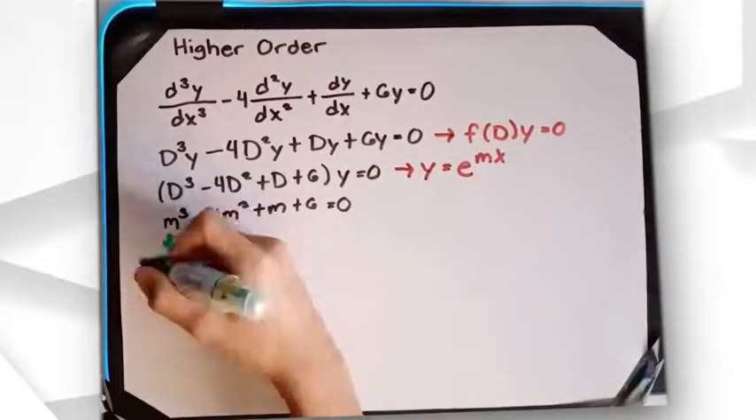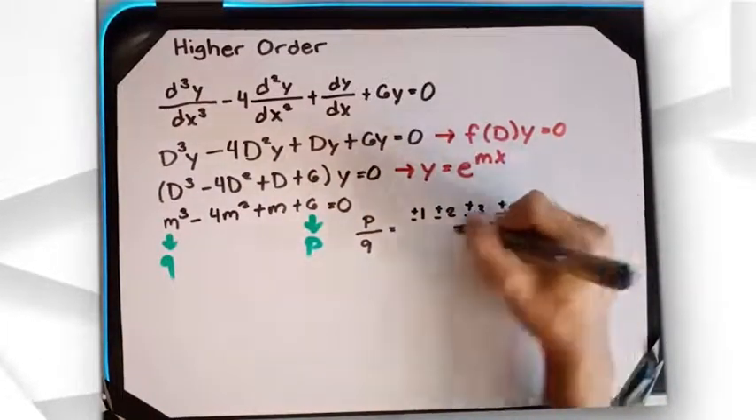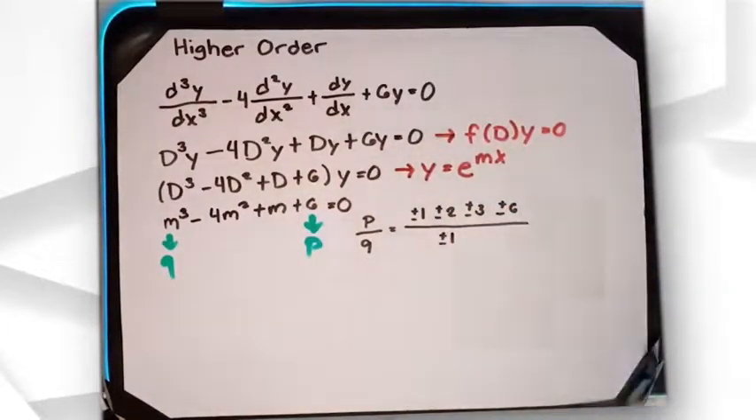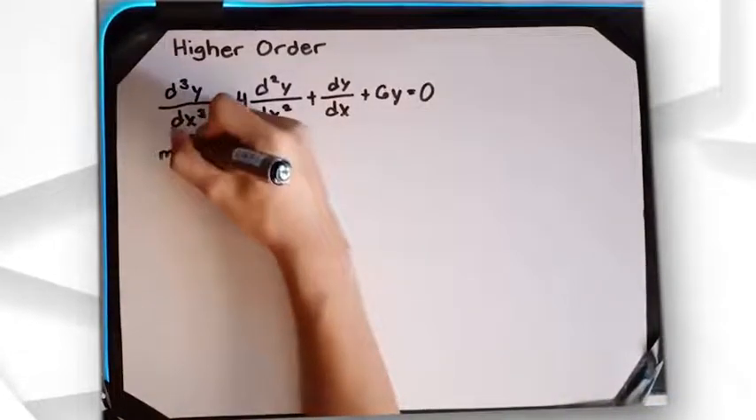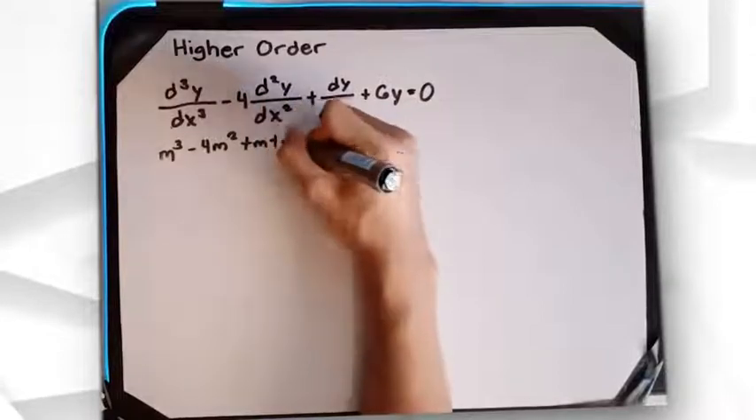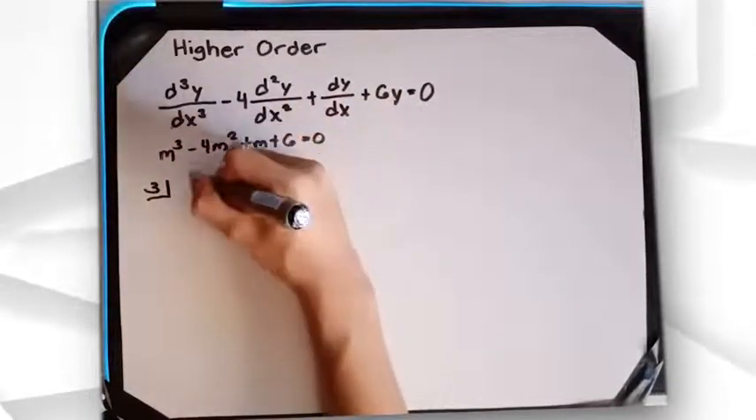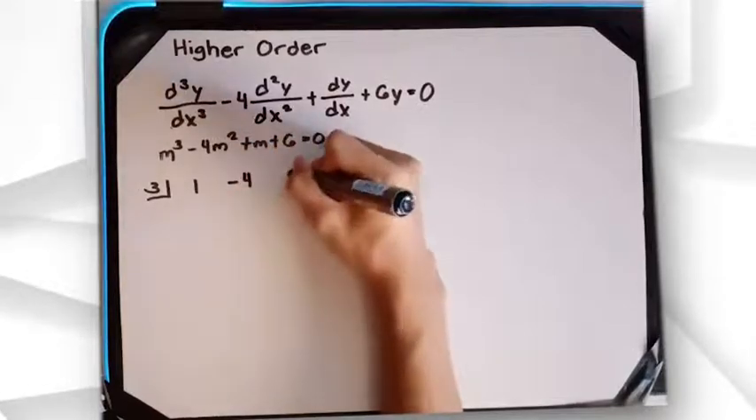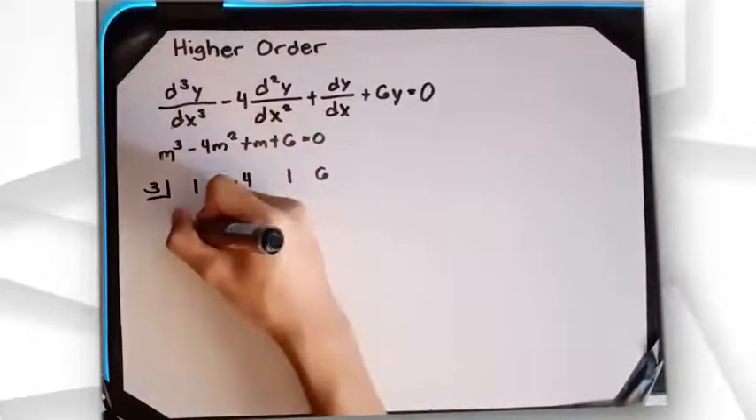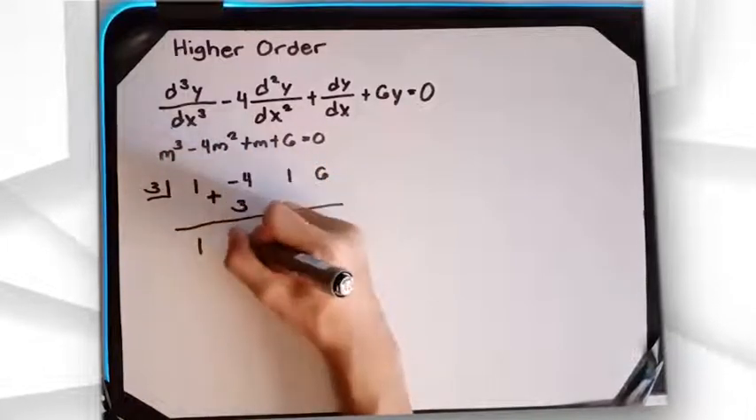Now, we need to find the roots of this polynomial. All possible roots are given by the equation p over q. So what will happen here is we can now do synthetic division. Using number 3, let's perform synthetic division. We first copy the coefficients of each term. Bring down 1, multiply it by 3, it will be 3. Then we can add 4, and it will be negative 1.